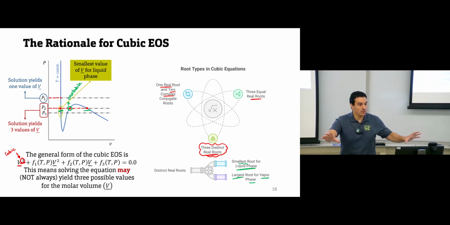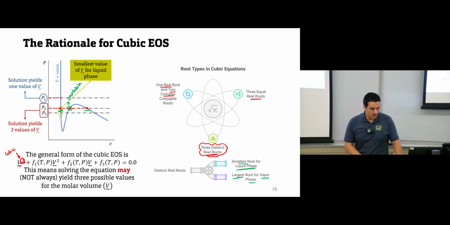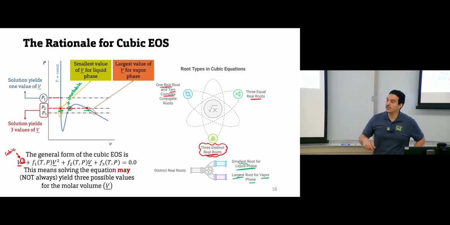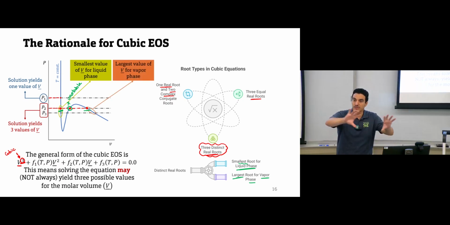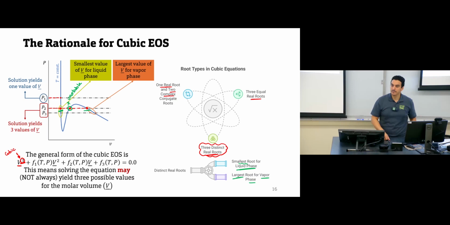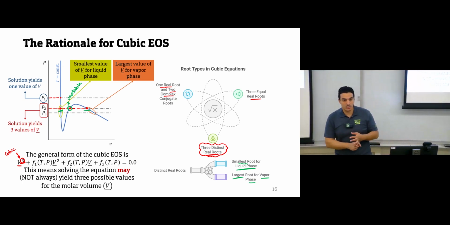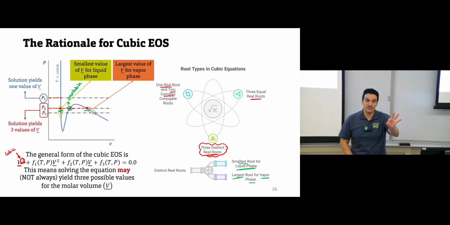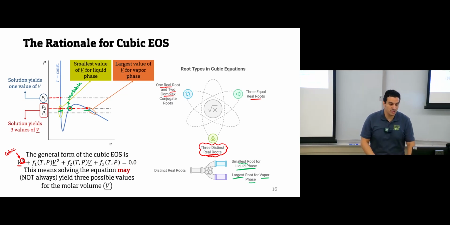So in the problem, if you know that you are dealing with the liquid phase, or I ask you to calculate the volume of the liquid phase for this substance, you should consider only the smallest value. If you have the same problem and I ask you to find the molar volume of the vapor phase, or in the problem statement I mention that this substance exists in the vapor, then the value that you will use is the largest one. So again, when you solve the cubic equation of state, and you have three values for the molar volume, the smallest one is the one for the liquid, the one in the middle we usually neglect because it is unstable, and the largest one is the one we use for vapor.